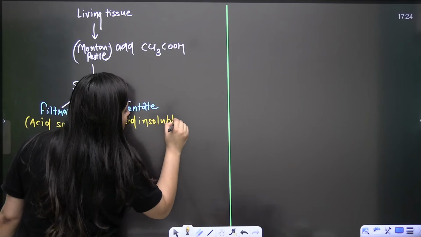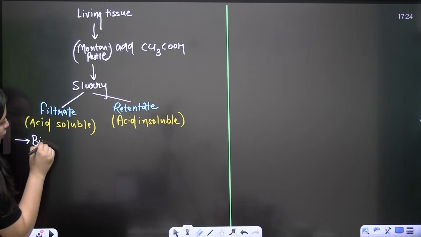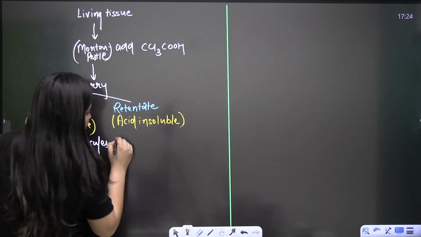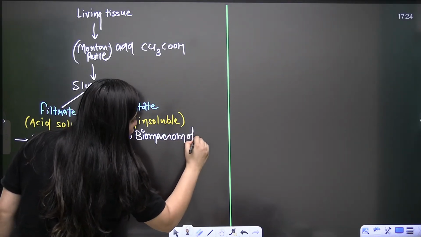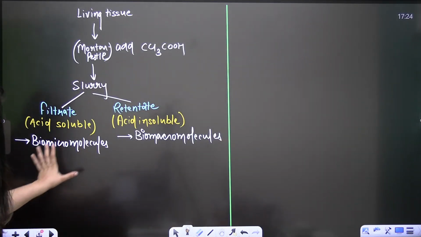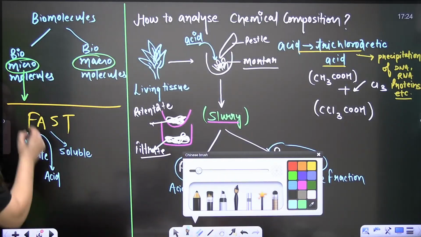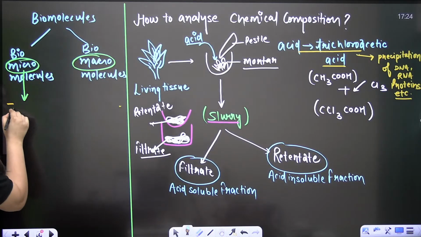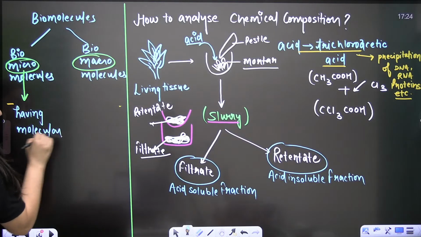This is important. Now what will be in the acid soluble fraction? In the acid soluble fraction you will get biomicromolecules, and in the retentate, that is the acid insoluble fraction, you will get biomacromolecules. One is biomicromolecules, another is biomacromolecules. Biomicromolecules are the biomolecules having molecular weight less than 1000 Dalton.